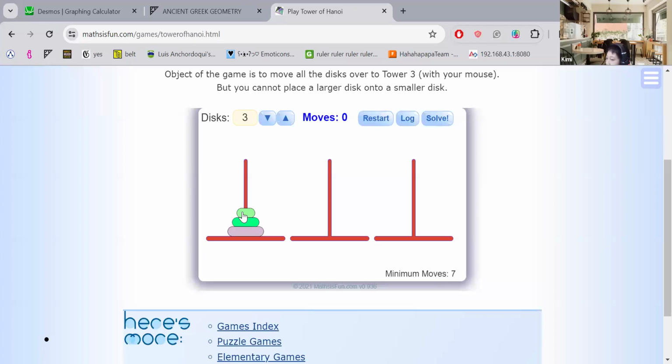I honestly kind of forgot the rules and what you're supposed to try to achieve. Yeah, so we're trying to move all of this onto this side, right? And the rules: you can't stack anything larger on top of anything smaller. So let's take a look at solving the 3 disc.